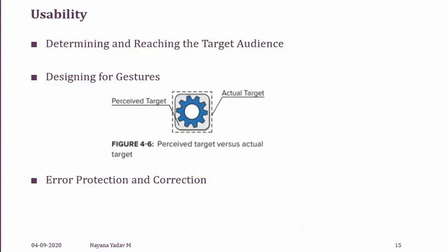One more point here is about perceived and actual target. What do we mean by this? You might come across a situation where you are clicking on some icon. The perceived target is the point where you are clicking and it is going to do that task. You can see in the figure the perceived target and actual target. The actual target is something larger than the perceived target. Then the next point is error protection as well.